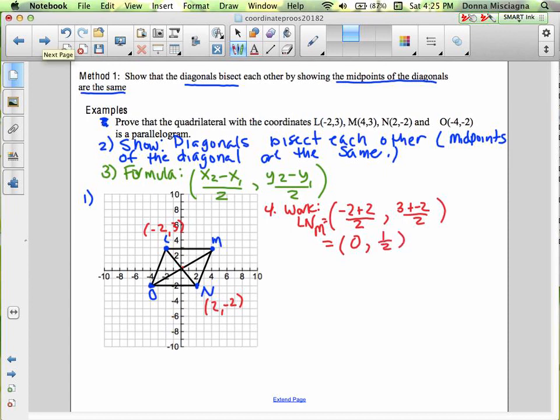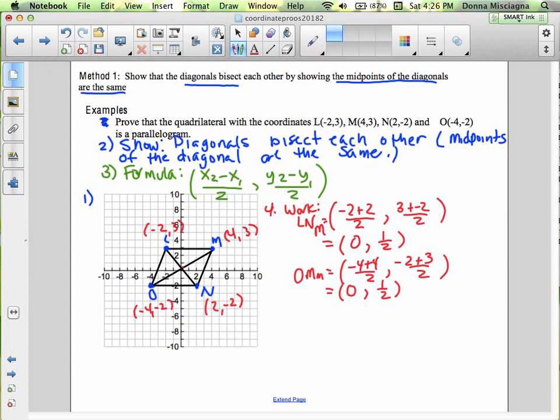All right, let's do the same thing, but find the midpoint for OM, and O is -4, -2, and M is 4, 3. So now we have OM, and we're going to add the x's together, -4 plus 4 divided by 2. Add the y's, -2 plus 3 divided by 2. -4 plus 4, that's 0. And -2 plus 3, that's 1, and it'd be 1 divided by 2, or 1/2. So that's all our work, right? So this is not all that difficult.